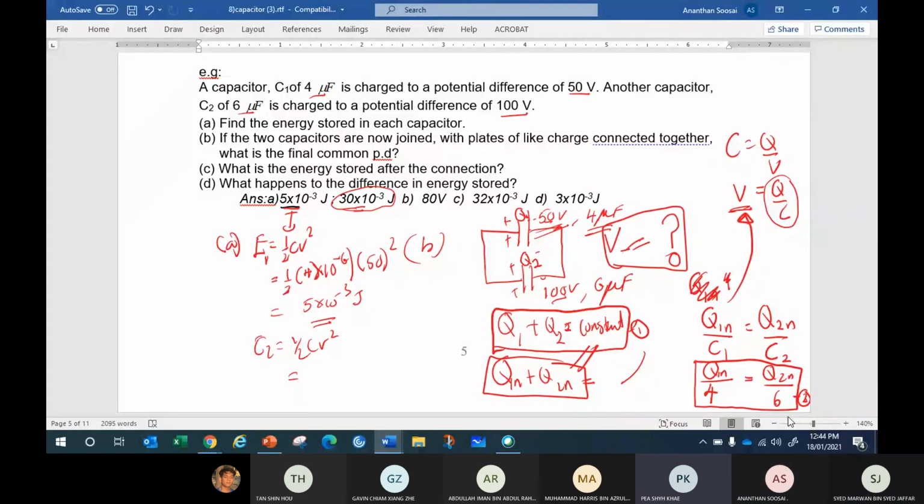Okay. So first, what is the total charge? Can you calculate the total charge for me? What are the Q1 and Q2 charges? Q1 is CV, the original voltage, C times V. So 50 times 4 microfarad, 200 microcoulomb is your Q1. Q2 is how much? 100 times 6, so it's 600 microcoulomb. So Q1 and Q2 total should be 800 microcoulomb. First equation.